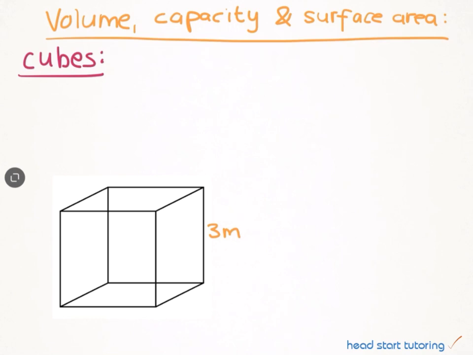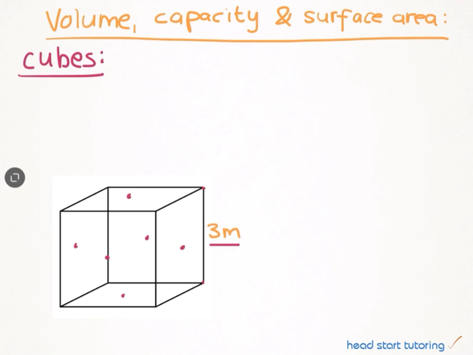So we know that a cube has 6 faces. It has a top and a bottom. It has 2 sides, and it has a front and a back. So we need to understand that a cube has 6 faces, and we also need to understand that each of the cube's edges are equal. So all the sides in each of the faces are equal. So because this measurement from there to there is 3 meters, then we know that all the other sides or all the other edges will also be 3 meters.